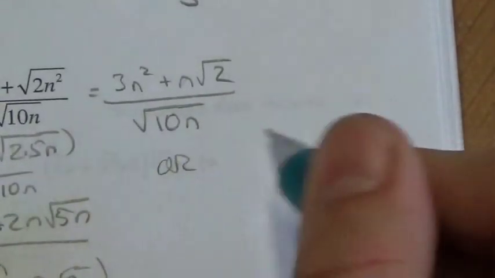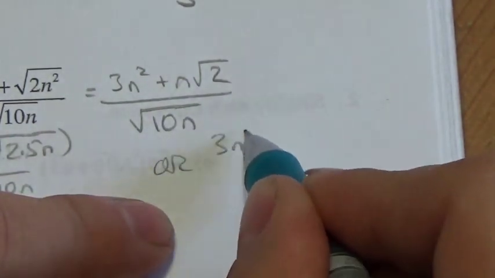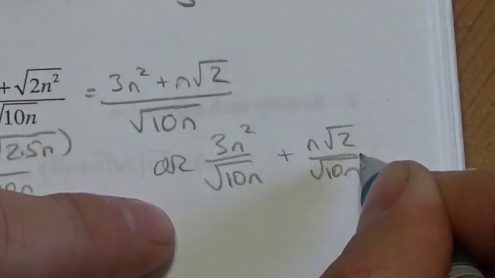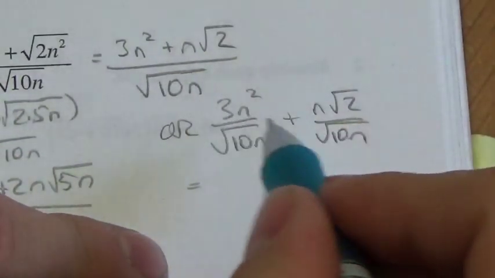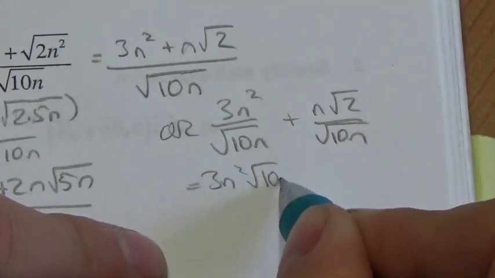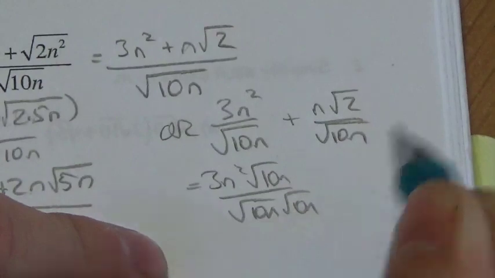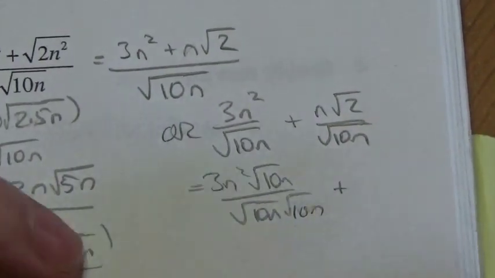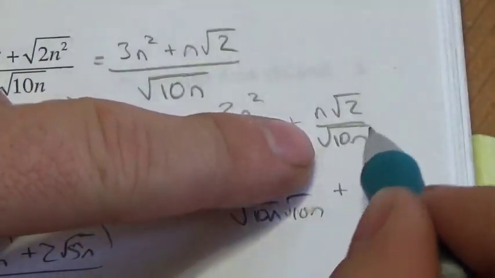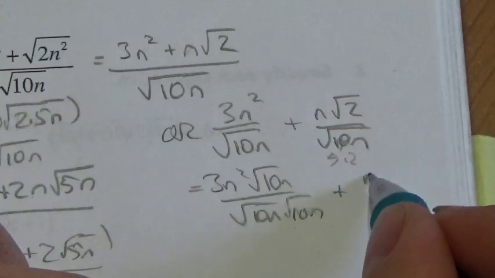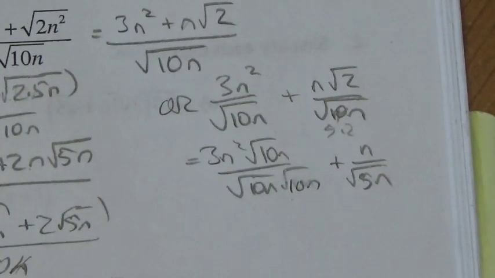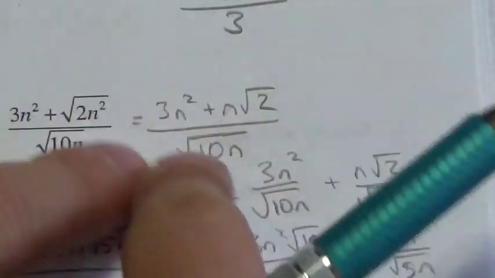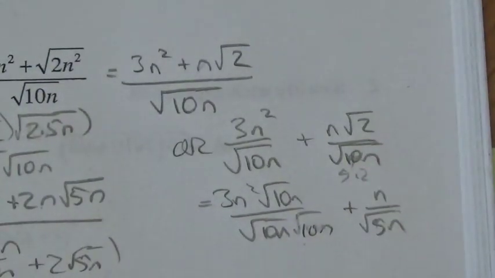Or with this problem, I could have done it like this. I could have distributed that root 10n initially and made this 3n squared over root 10n plus n root 2 over root 10n. Now, here, I would have to multiply by root 10n over root 10n. And then over here, the root 2, bear in mind that 10 is going to be 5 times 2. The 2's would cancel. I'd be left with n over root 5n. So if you're trying to cancel the 2's there right from the beginning, bear in mind that you can only do that if you distribute that root 10n to both terms to get two different terms here. Then I can cancel. It's an order of operations thing.